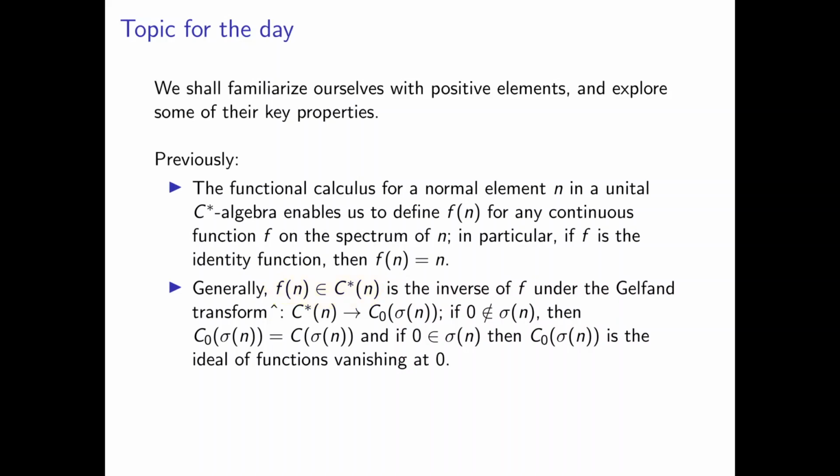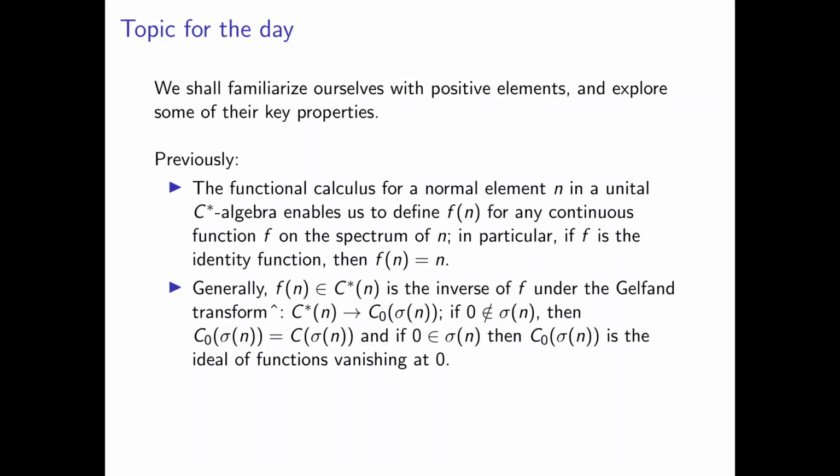Now, in that video, we also noted that c naught of the spectrum of n is just equal to all the continuous functions if 0 is not part of the spectrum, so this is just the entire set of continuous functions on the spectrum. And if 0 is part of the spectrum of n, then this set here is the ideal of functions vanishing at 0.